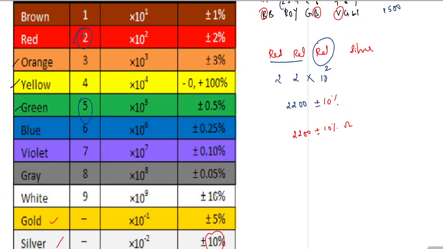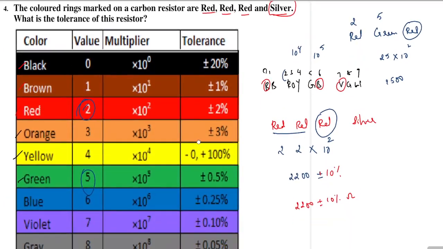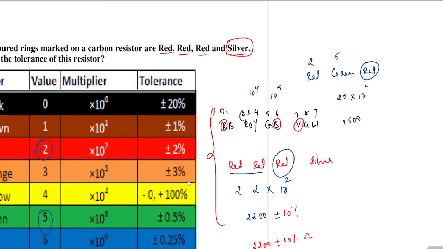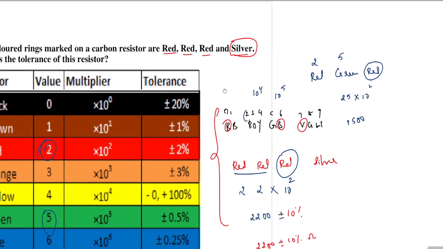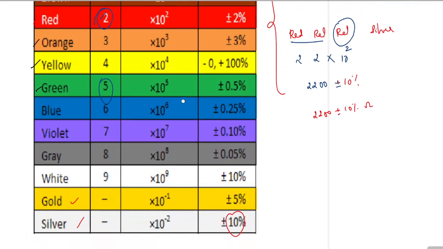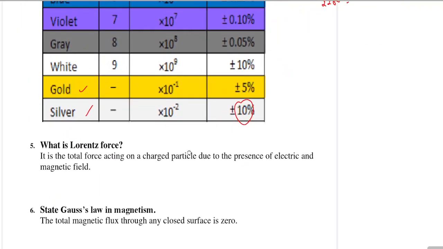But here, what is being asked is only the tolerance, not the resistance. I did this to tell you how to solve it if such a question is given. Here, just remember that the last color is generally silver, gold, or no color. That will be the tolerance. In this case, it is silver, so it will be plus or minus 10%. That is what the tolerance is.